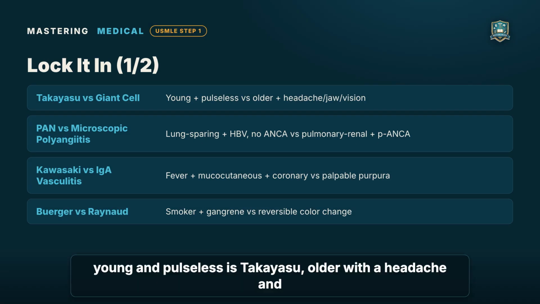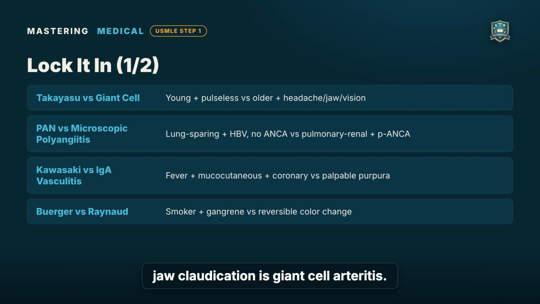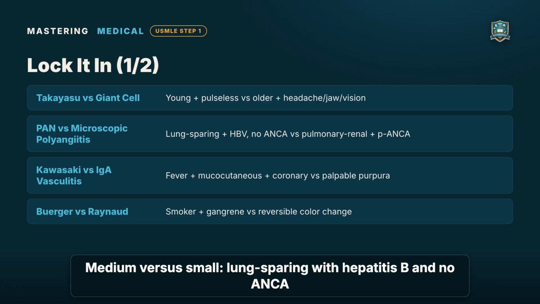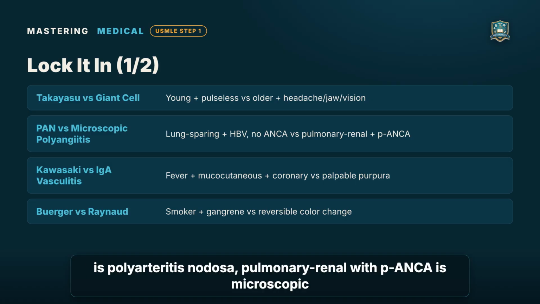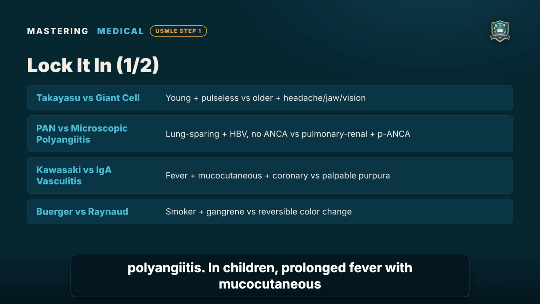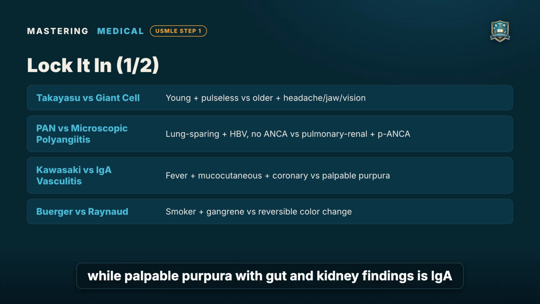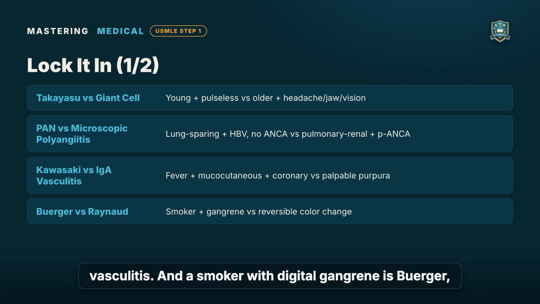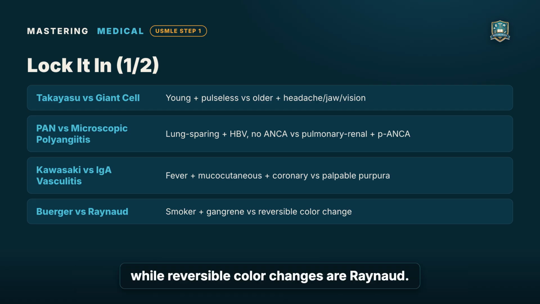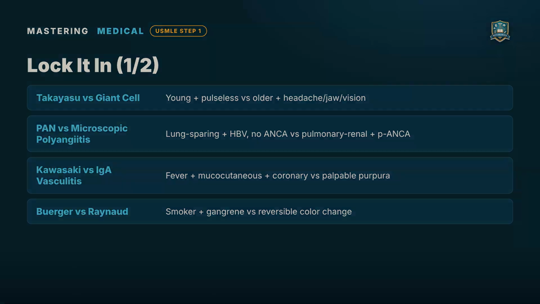Large vessel, young and pulseless is Takayasu. Older with a headache and jaw claudication is giant cell arteritis. Medium versus small, lung sparing with hepatitis B, and no ANCA is polyarteritis nodosa. Pulmonary renal with p-ANCA is microscopic polyangiitis. In children, prolonged fever with mucocutaneous signs and coronary risk is Kawasaki, while palpable purpura with gut and kidney findings is immunoglobulin vasculitis. And a smoker with digital gangrene is Buerger, while reversible color changes are Raynaud.